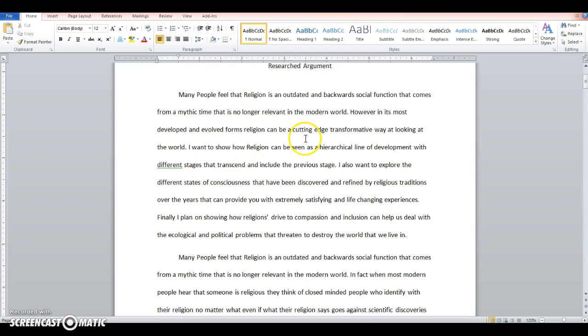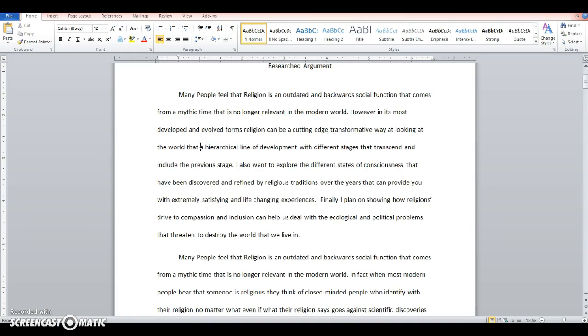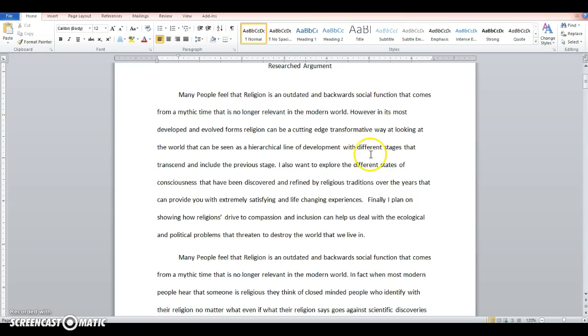in its most developed and evolved forms, religion can be a cutting-edge, transformative way of looking at the world. And then again, take yourself out of this second point. And you could just attach these into one sentence so it would flow a little more smoothly. So you could say that can be seen as a hierarchical line of development with different stages that transcend and include the previous stage. And then, you know, take it out here again. And this could even be shortened.